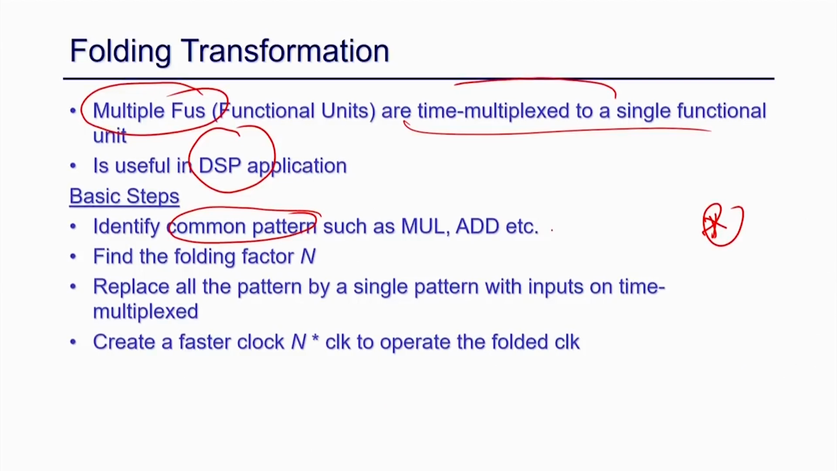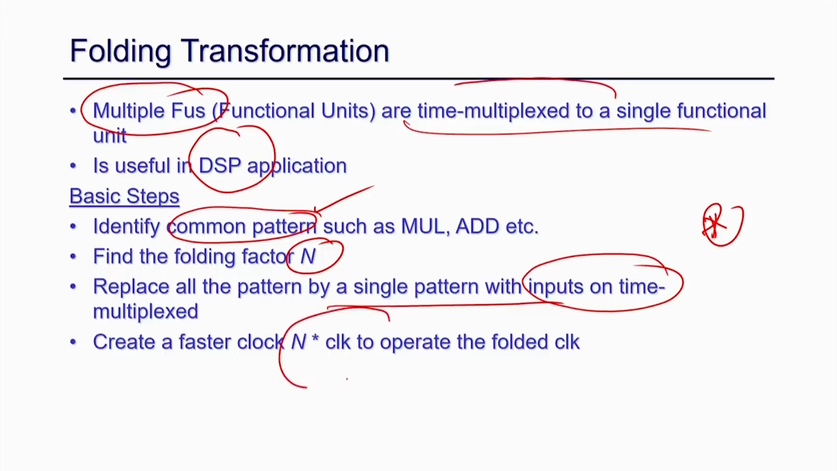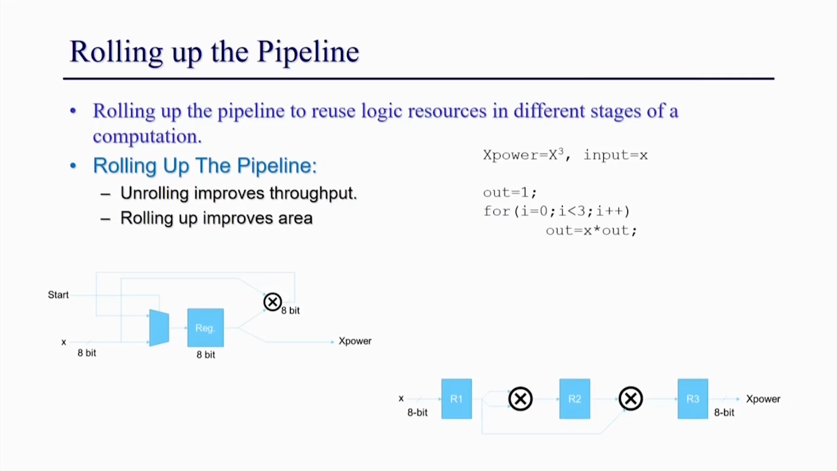So, you first have to figure out the common patterns, then determine the folding factor depending on the number of patterns you have identified, then replace all these patterns by a single pattern with inputs that are time multiplexed. That means you just add multiplexers and the control signals properly, and you apply an n times faster clock to that folded circuit, so that the whole thing works smoothly. Okay. So, this is all about folding transformations.